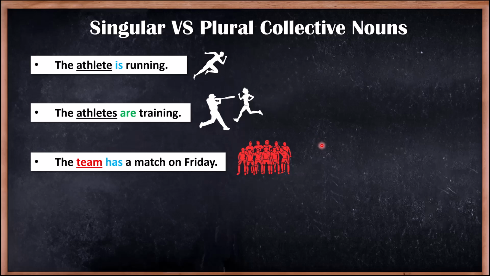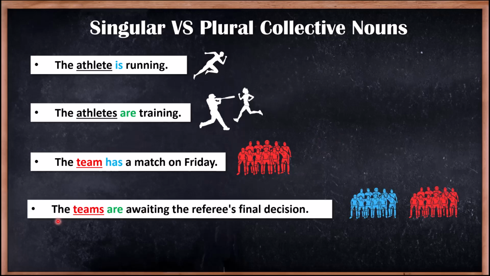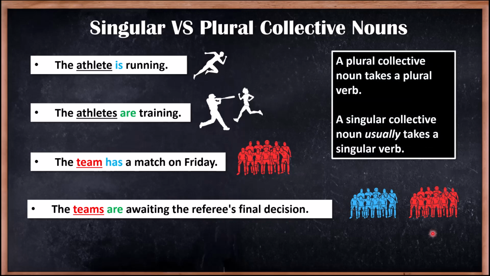Now, if we used a plural collective noun, the teams are waiting for the referee's final decision. Well, in this case, we're talking about two teams, so we use the plural form, are. The teams are waiting for the referee's final decision. So a plural collective noun takes a plural verb, and a singular collective noun usually takes a singular verb. I encourage you to watch this entire video so you can understand exactly what I mean by this.